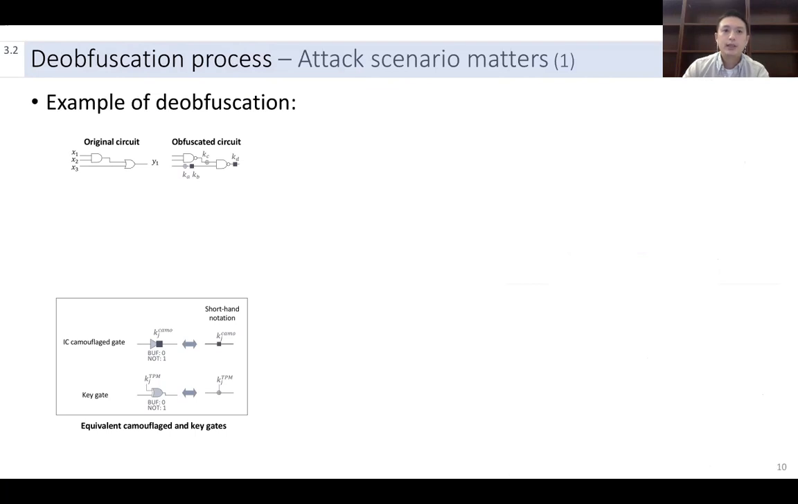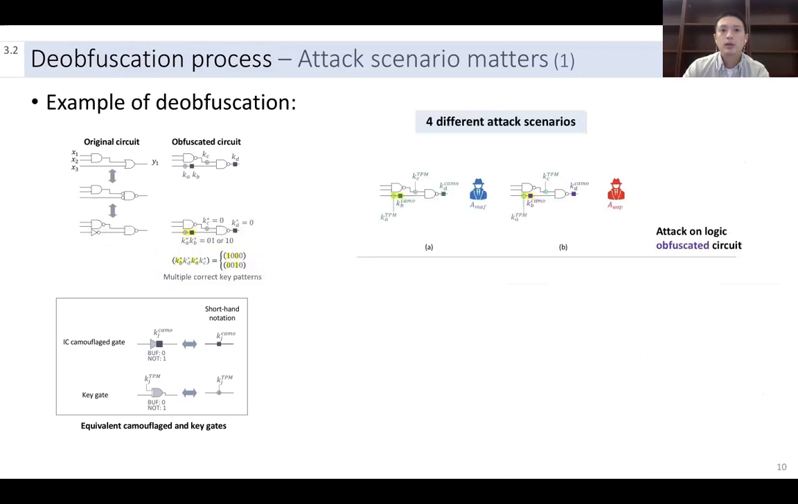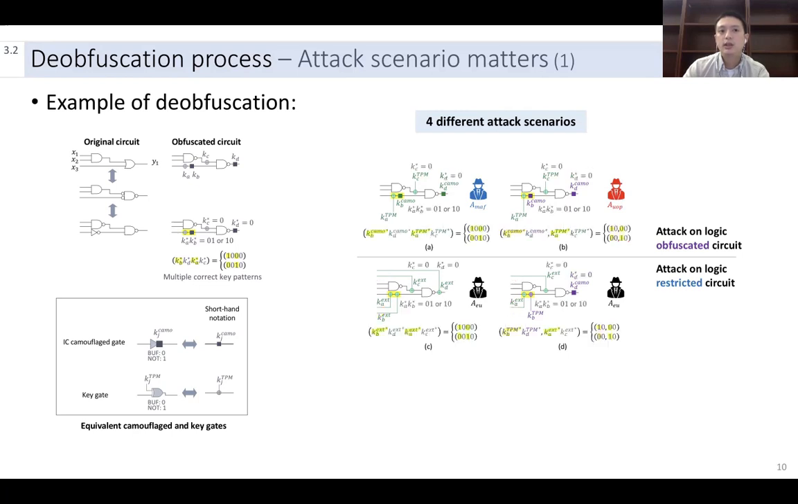First, let us take a look into some deobfuscation examples. Given this toy example, here we have two correct key patterns. Consider these four different attack scenarios. In scenarios A and B, we have the same logic obfuscated circuits, but with different attackers. Next, consider scenarios C and D, which are attacks on logic restricted circuits. In scenario D, we have a key gate and a camouflage gate mixed in along with the external keys. Nonetheless, all four scenarios have the exact same two correct key patterns.